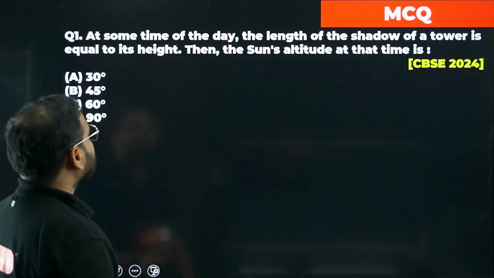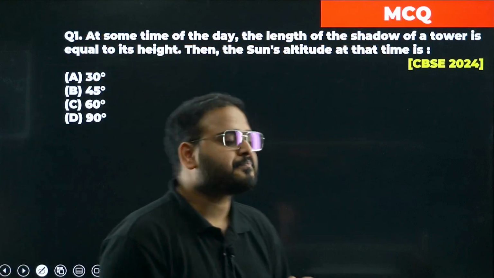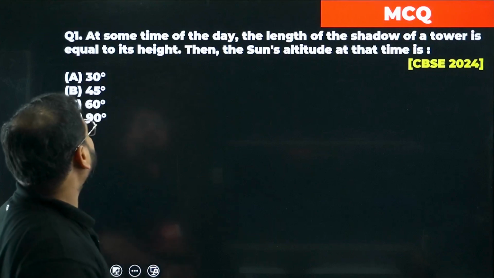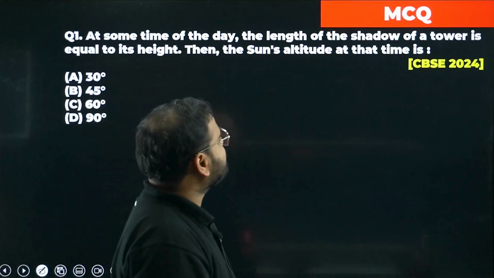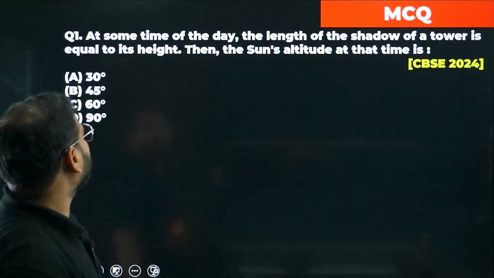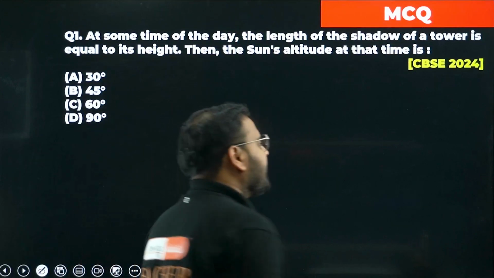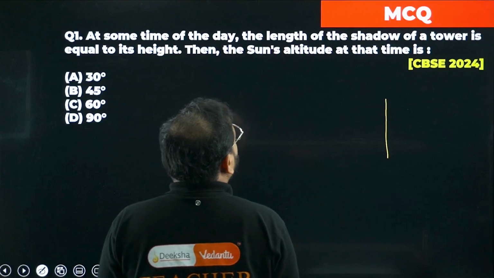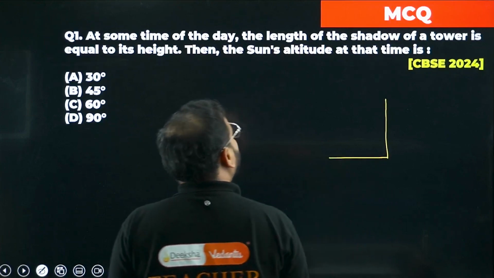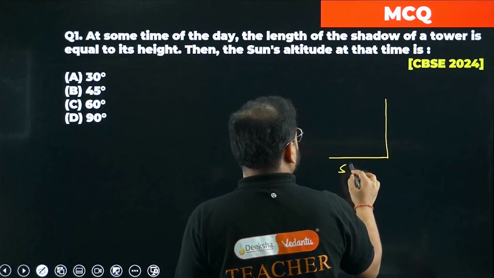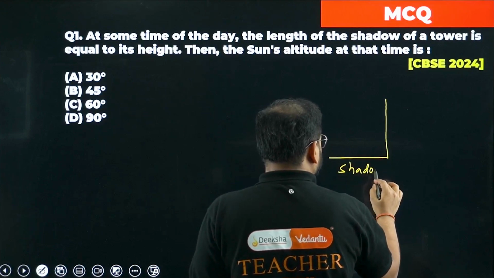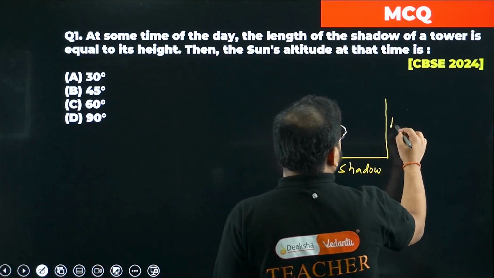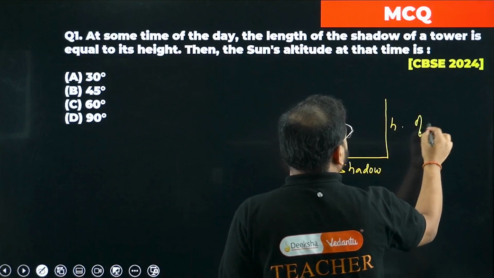So first question we have, let's solve them. Let's look at the first question over here. At some time of the day, the length of the shadow of a tower is equal to its height. Whenever you have a right angle triangle, the length of the shadow is on the ground, right? So this is the shadow. What about the height of the tower? So this is the height, the height of the tower.